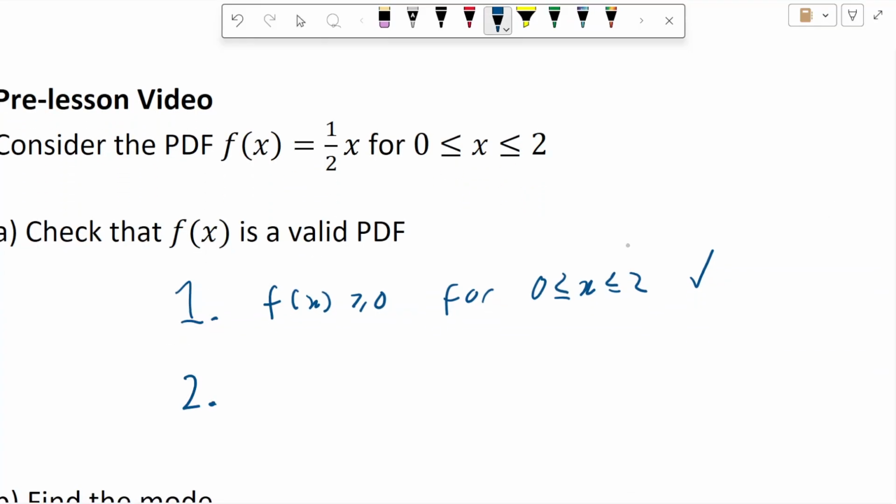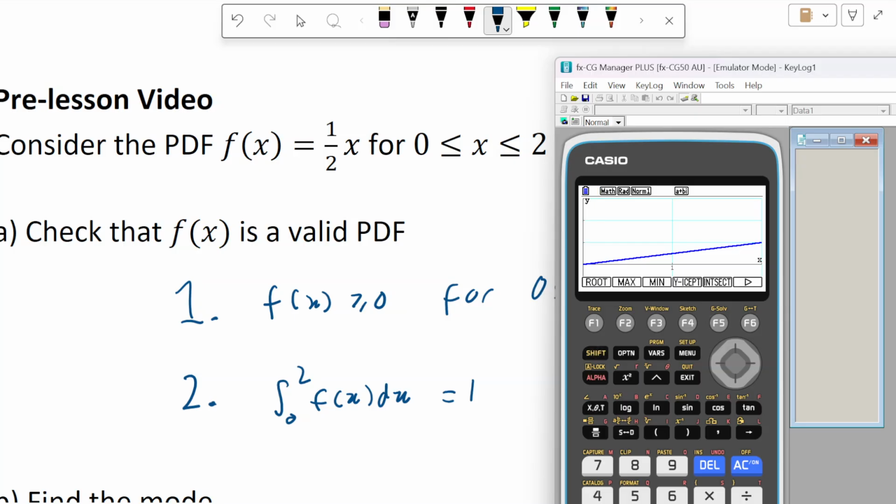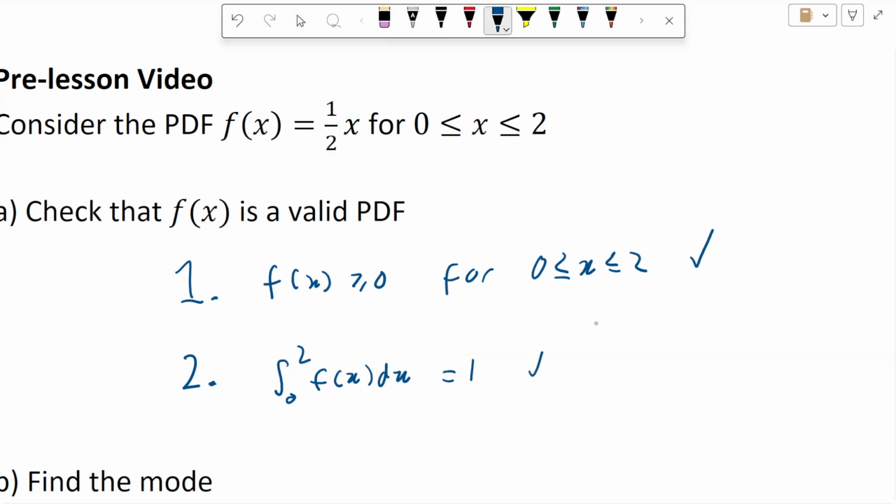And for the second condition, we would like the integral from 0 to 2 of f of x dx to be 1. We'd like the total area to be 1. And we can check that. So go to the integral here, and we're going to go from 0 to 2. And what do you know? It's 1. So yes, with technology.